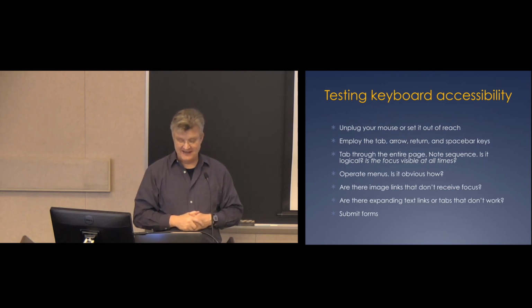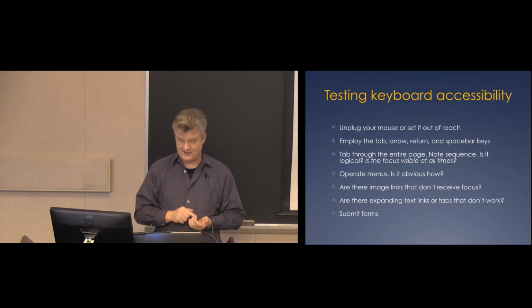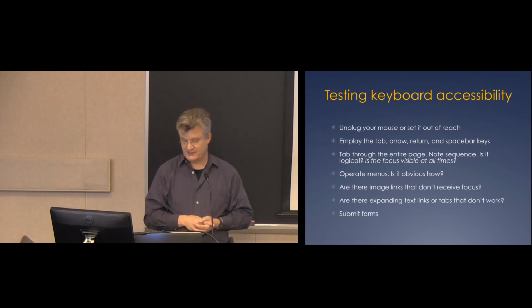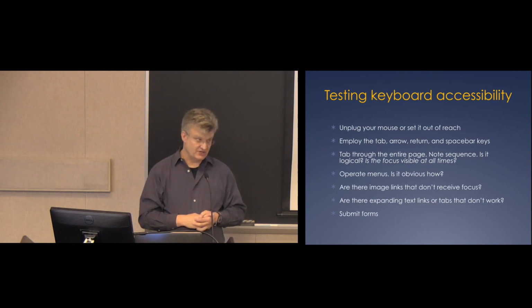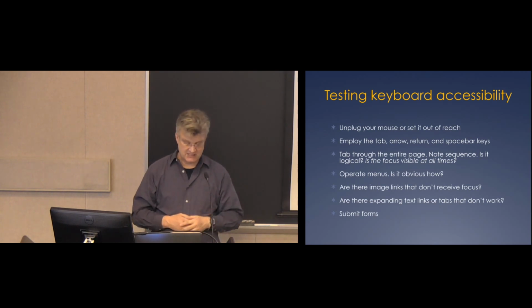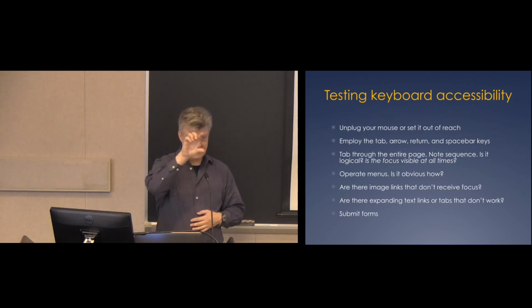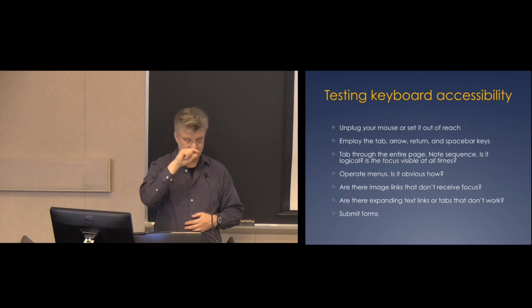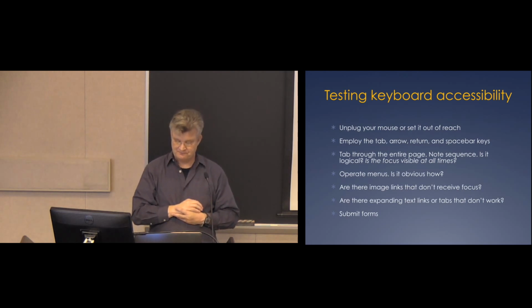Easier said than done. Then you want to use the tab key. We talked about tabbing to different links in a page, and also for web controls, you should be able to use the arrow, return, and spacebar keys to operate the page. One of the things you can do is just tab through your entire page and see where the tab focus goes. You should see a highlight on the page when you tab to a link. So it should be obvious where you are on that page, and if it isn't, that's a problem.